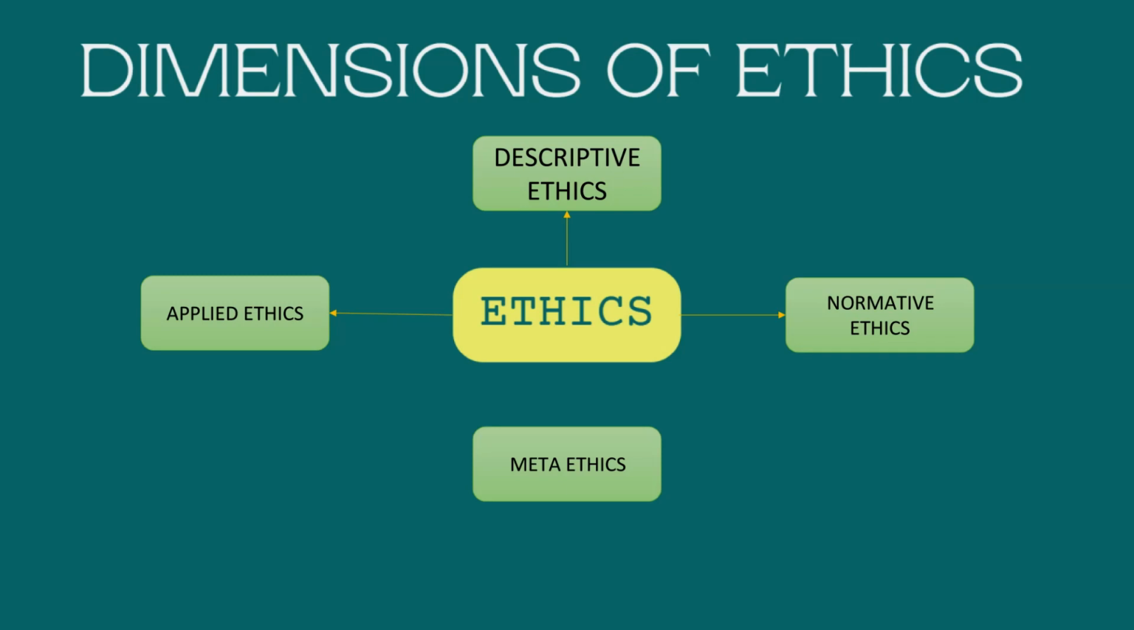Now, ethics is divided into four main branches or four main dimensions, and they are descriptive ethics, normative ethics, meta-ethics, and applied ethics. We will go through this one by one in detail.